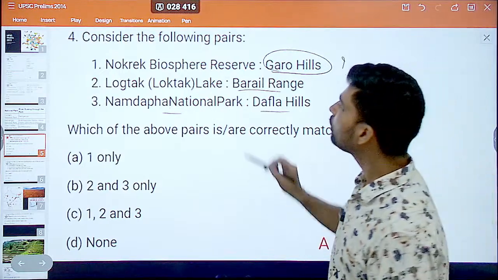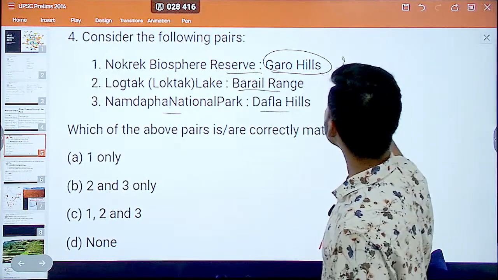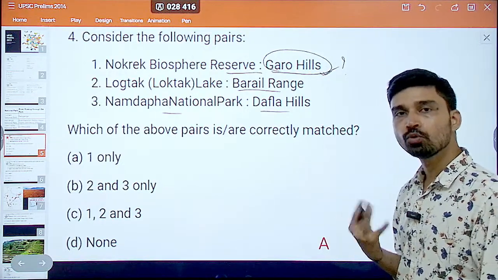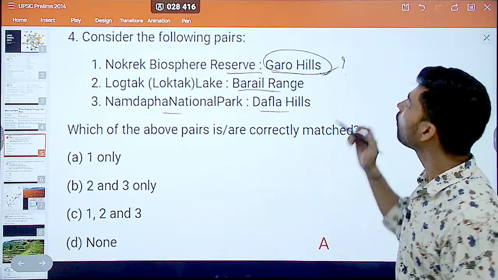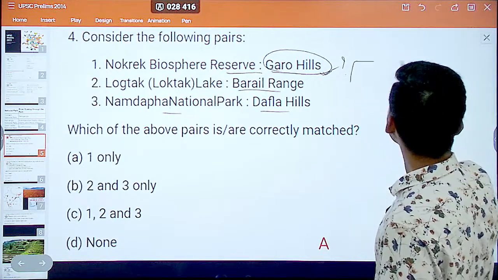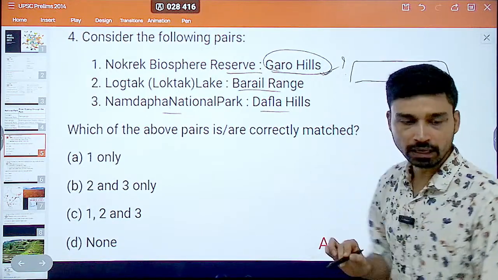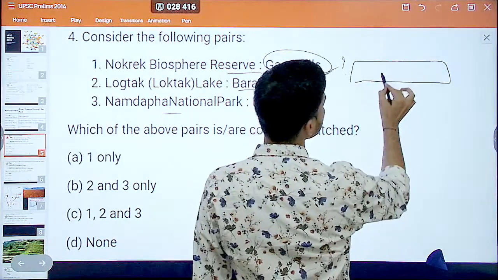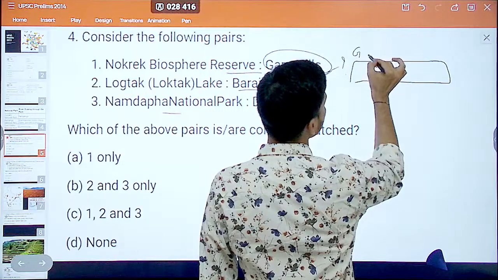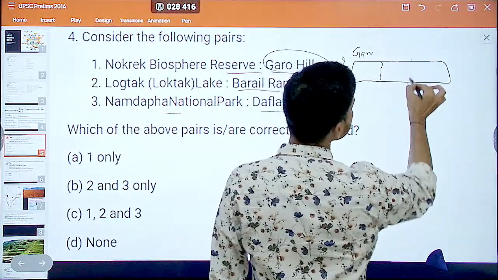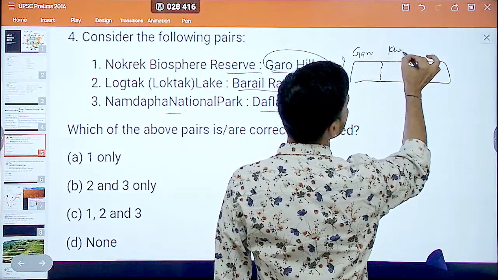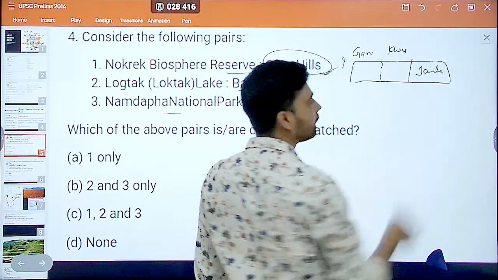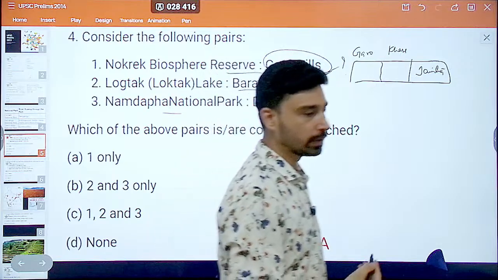Now, if you look at Nokrek Biosphere Reserve, this is actually situated in the Garo Hills. Nokrek is also the highest peak of the Garo Hills. And if you look at the geography of Meghalaya, Meghalaya is made up of three major hills. First is Garo Hills, that is on the western part of Meghalaya. Then we have the Khasi Hills, that is in the central part of Meghalaya. And then we have the Jayantiya Hills, that is the easternmost part of Meghalaya.